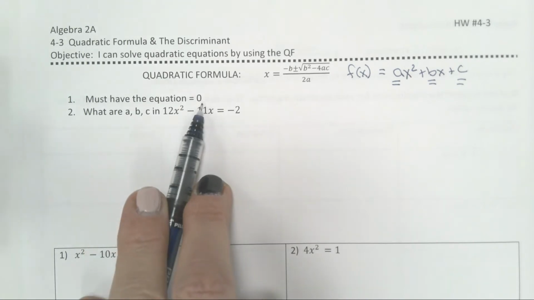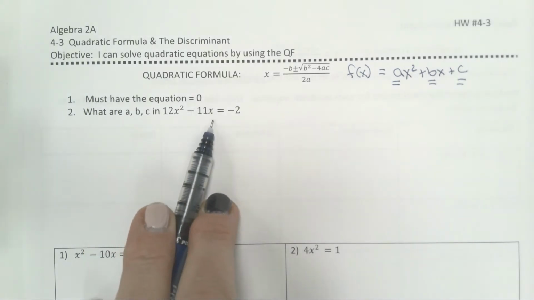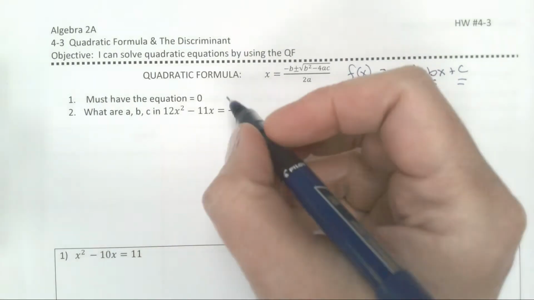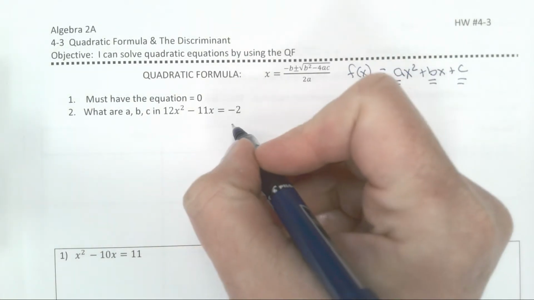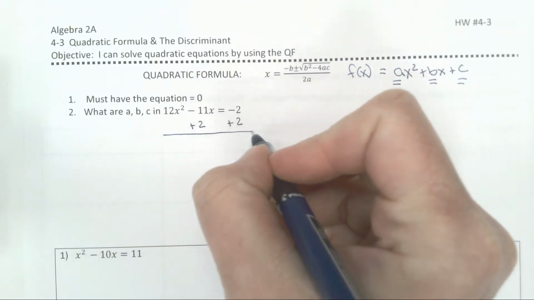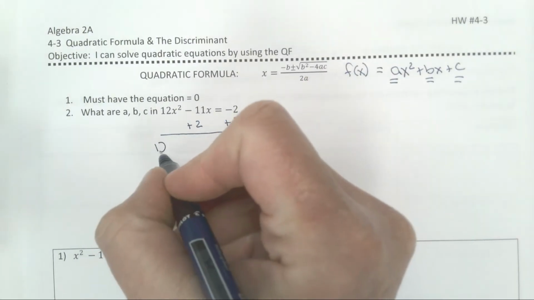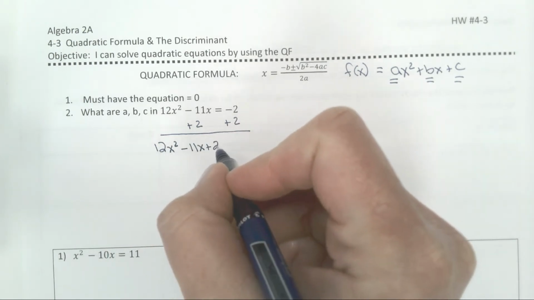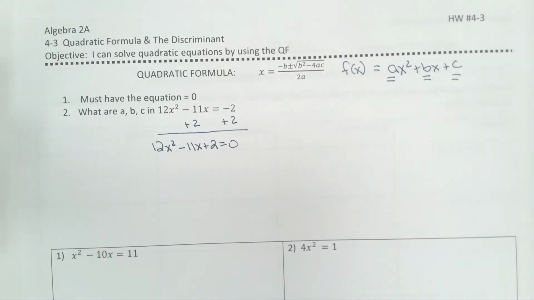Number 1, it has to be equal to 0. So it says, what are a, b, and c in this equation? I do not know because it is not in standard form. So my first move would be to add 2 to both sides. So that leaves me with 12x squared minus 11x plus 2 equals 0.